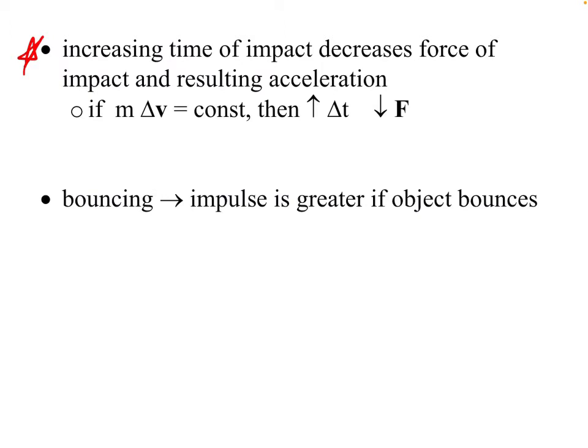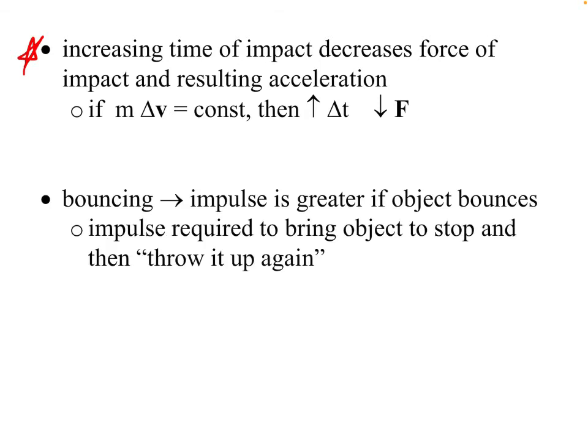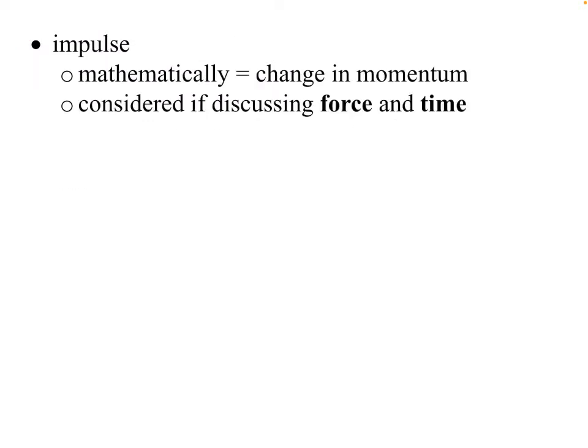If something bounces back, by the way, then the impulse is even greater, because the force is going from downwards to upwards, or one way to the other way. There's the impulse required to bring the object to a stop and then also throw it up again. So anytime something bounces, it has a much larger impulse because there's a much larger force needed to stop it and throw it back up.